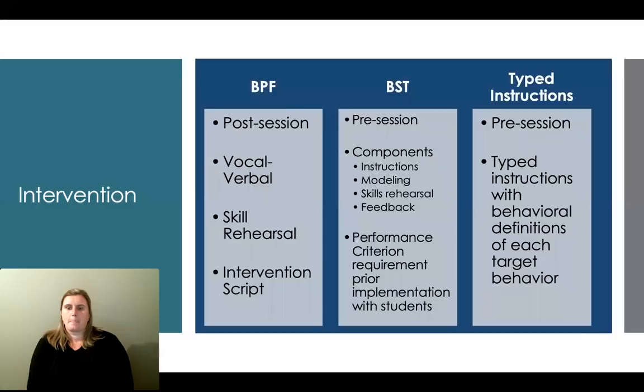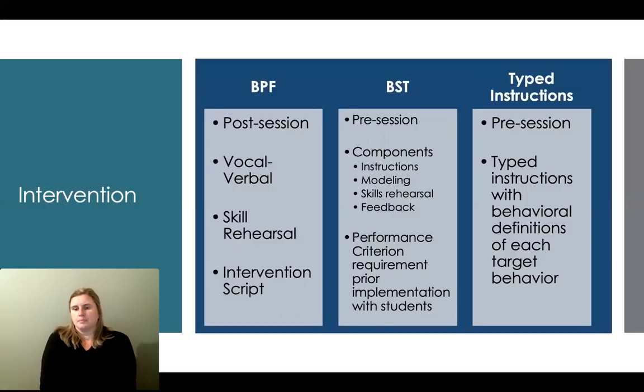So specifically, what we compared was a brief performance feedback intervention, again implemented post-session, which consisted of vocal verbal feedback with a component of skill rehearsal for incorrectly performed skills within sequences. And in this specific case, we also used an intervention script. So we used scripted feedback for the same reasons, in order to make sure that all participants were receiving the same kind of feedback, so that qualitative aspects of feedback delivery would not influence performance.